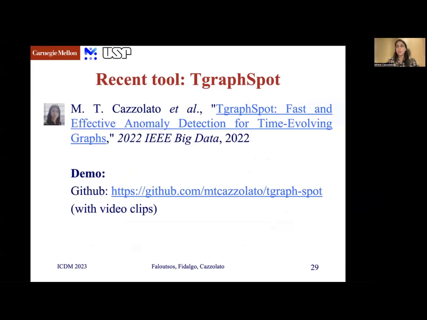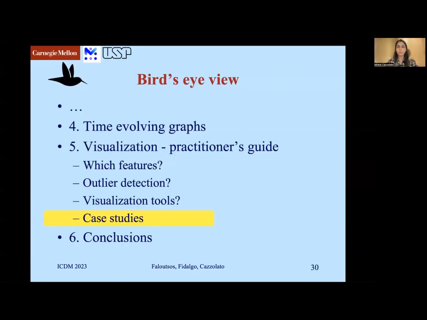And we have a recent tool, a recent work called tgraph Spot. And with all of these tools and visualization tools, we make it available in this GitHub repository. So we also have a demo video there if you're interested. So after that, we are going to see some case studies. So if anybody has questions, we can check them right now, or we can continue with the rest of the presentation.